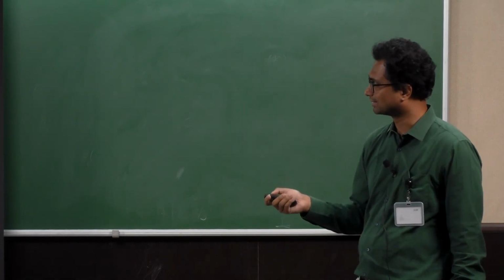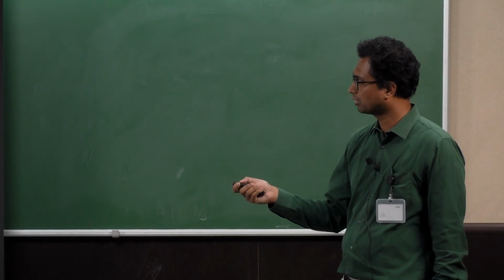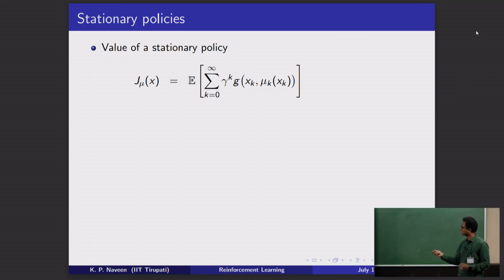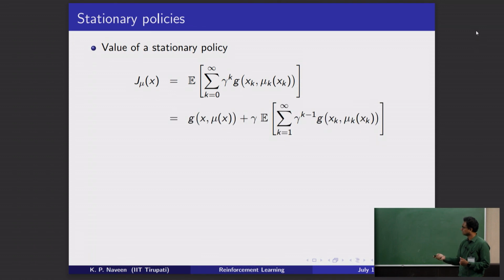So let's have a look at this. If you have a stationary policy mu, which says that if you are in state xk, mu of xk is the action that I am going to choose, this is the discounted cost for that particular policy mu. I'll write it in two parts. I'll extract the first term, k equal to 0, where gamma power 0 is 1, so I've just extracted it out.